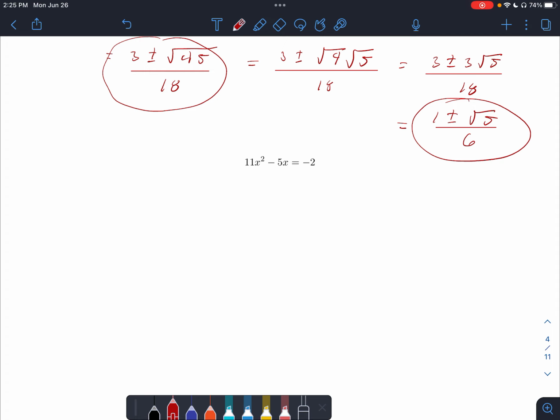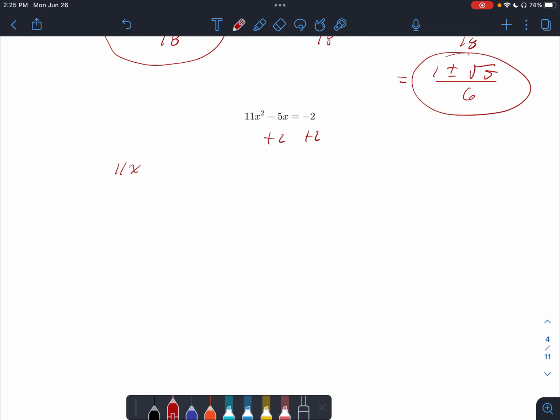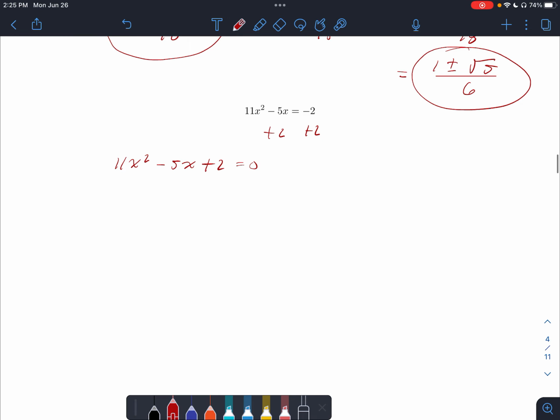So next we have 11x squared minus 5x is equal to negative 2. So remember, to use the quadratic formula, we have to set everything equal to 0. It has to be set equal to 0 to use it. If we don't have that, then we can't use the quadratic formula. So let's go ahead and add 2 to both sides here. So we'll have 11x squared minus 5x plus 2 is equal to 0. So that means for our quadratic formula, we'll have a equals 11, b equals negative 5, and c equals 2.